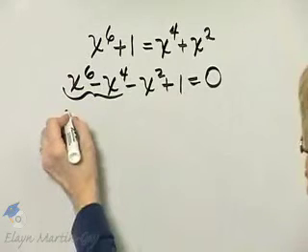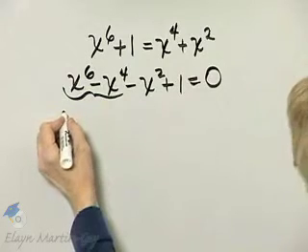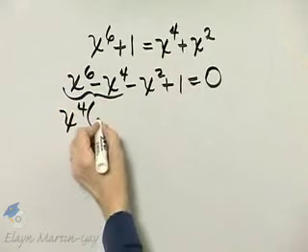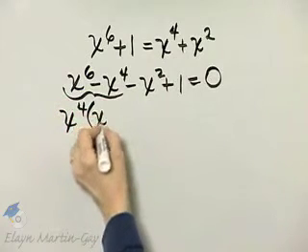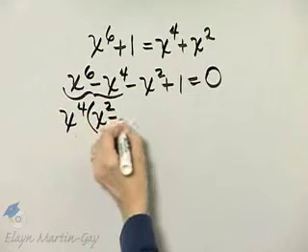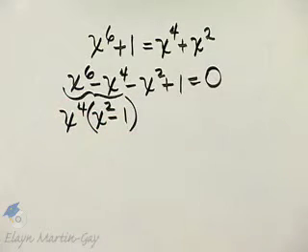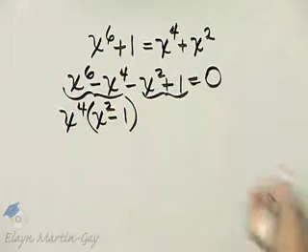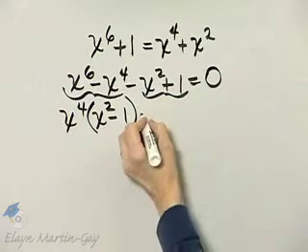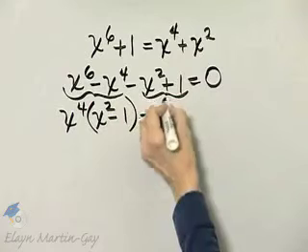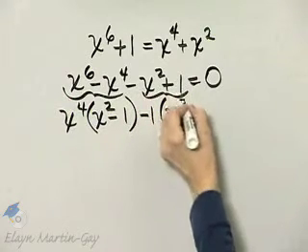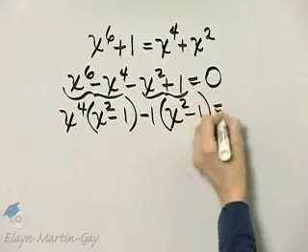In these 2 terms, I have a common factor of x to the 4th. If I factor it out, I have left x squared minus 1. What about in these 2 terms? Well, let's see. I can factor out a negative 1, and if I do so, notice I'll have x squared minus 1 left. X squared minus 1.